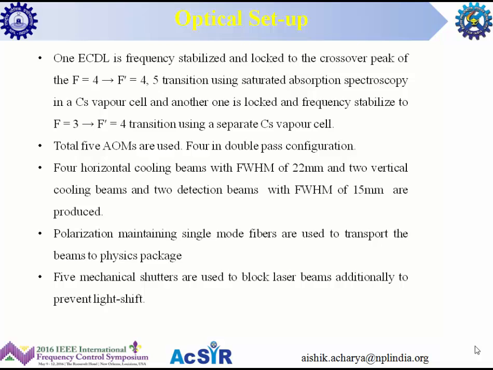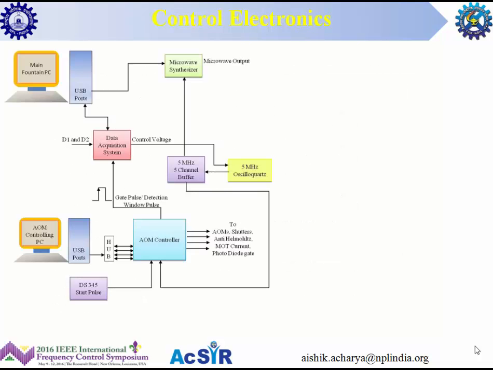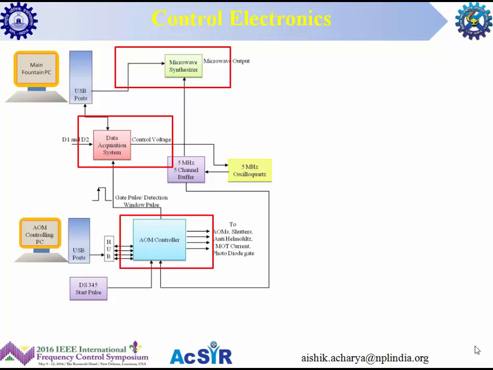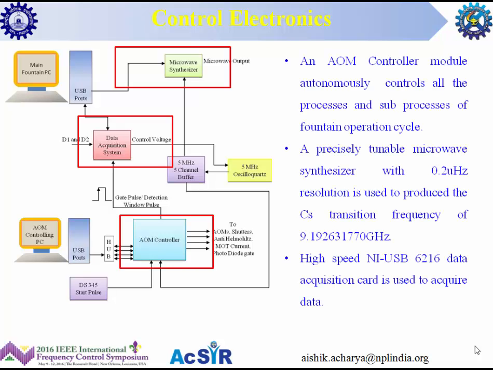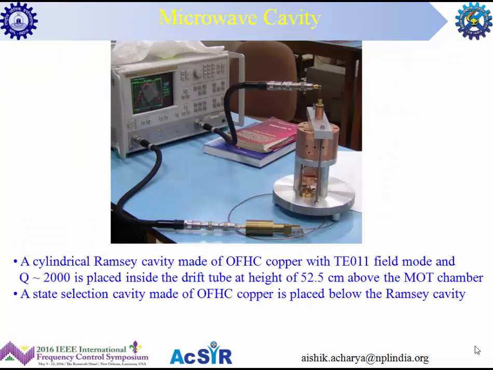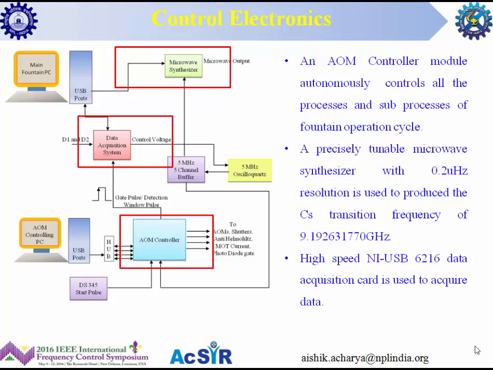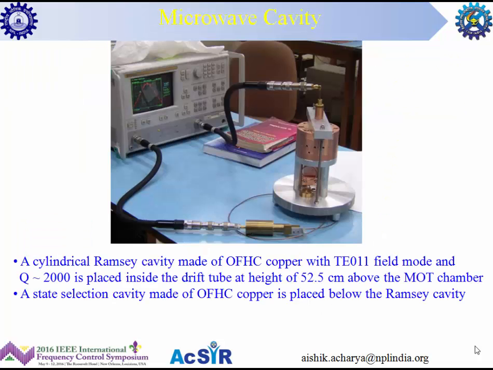Besides the physics package and optics, we have lots of control electronics. The major ones are the AM controller, the fountain sequence controller, the microwave synthesizer, and the data acquisition system. This controller basically controls all the sub-processes of our entire fountain process. We have a microwave synthesizer, which is precisely tunable to the Cesium transition frequency, and we acquire and process the data via an NI USB DAC card.